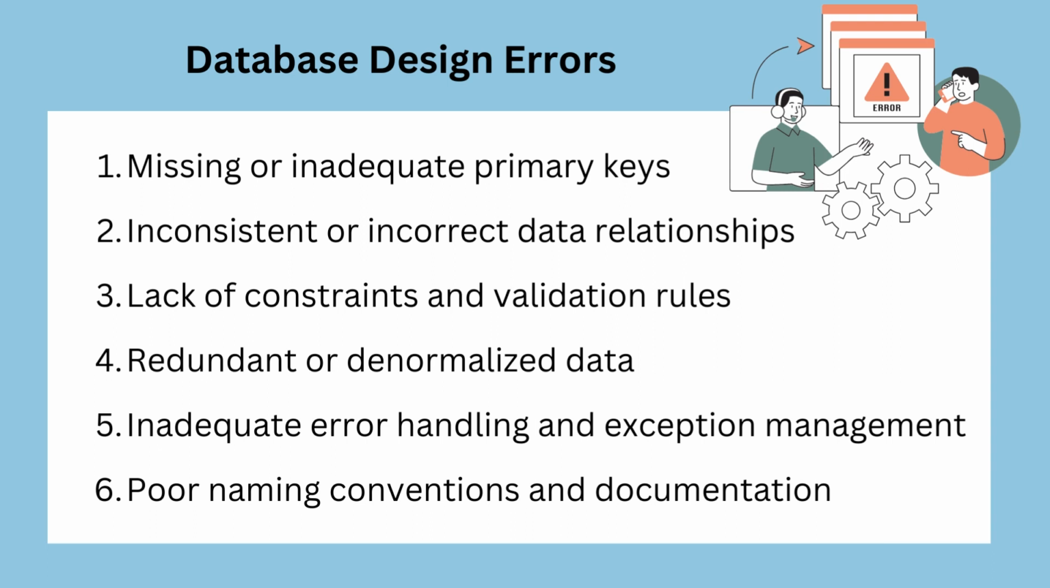Number six is poor naming conventions and documentation. Clear and consistent naming conventions help maintain logical integrity by ensuring that tables, columns, and relationships are accurately represented and easily understandable. Lack of proper documentation can make it difficult for the programmers and the database administrator to understand and maintain the database structure, leading to potential errors.